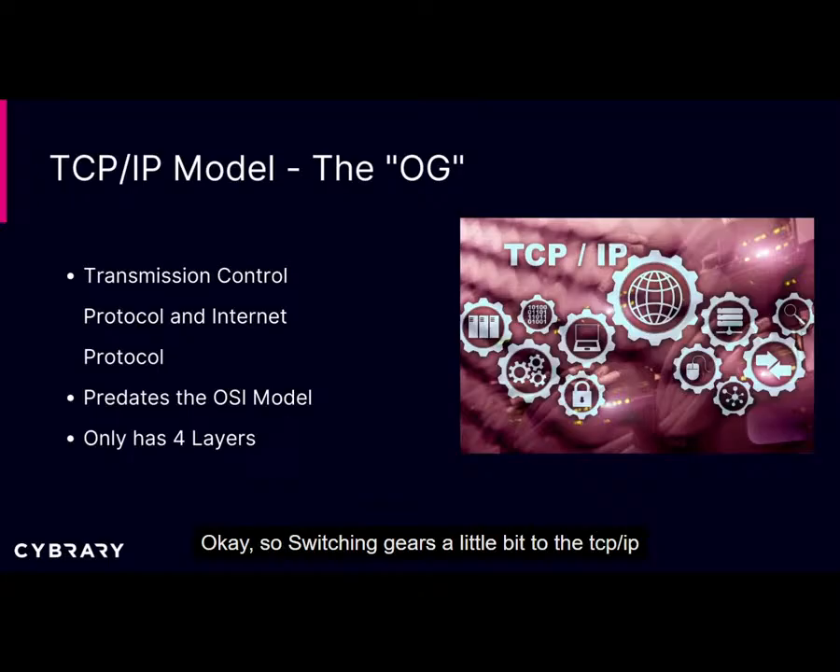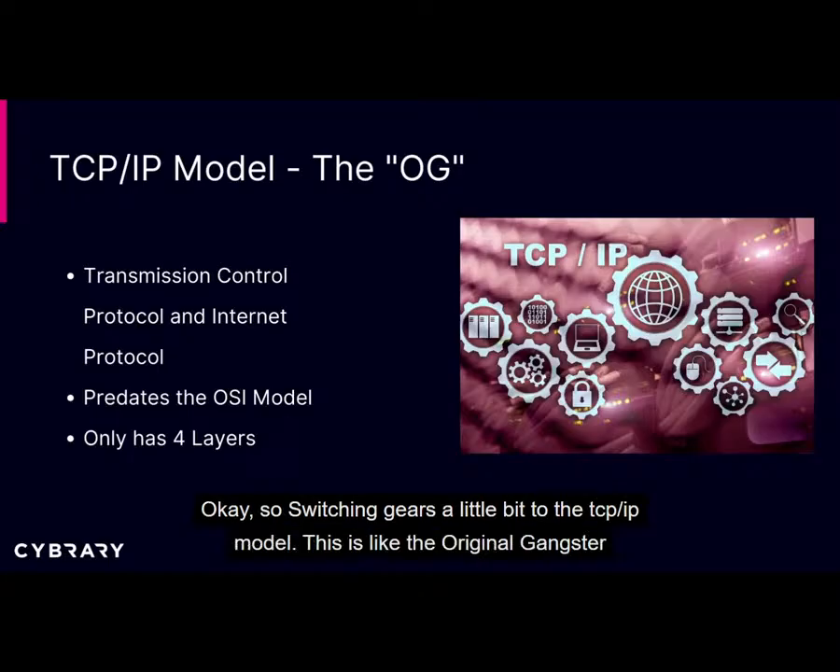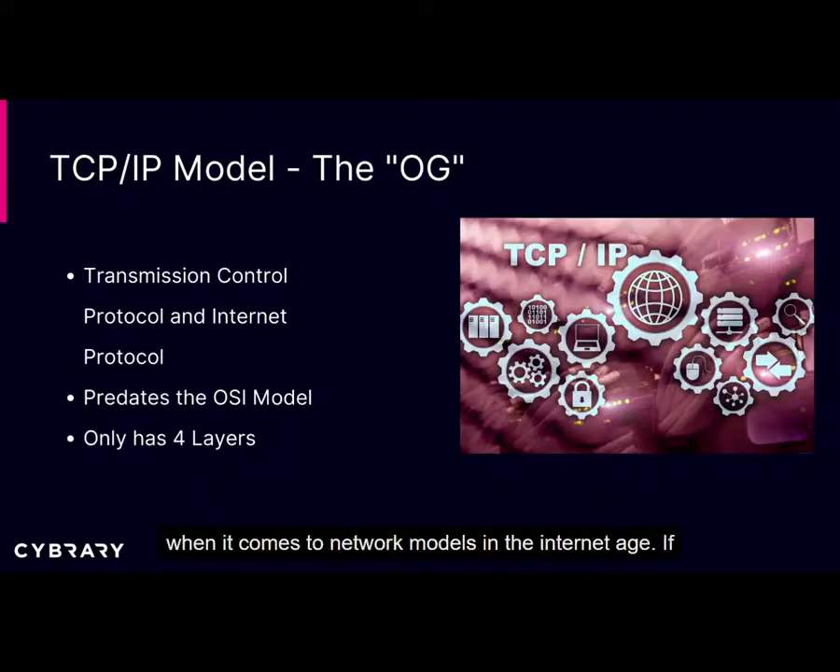Okay, so switching gears a little bit to the TCP/IP model. This is like the original gangster when it comes to network models in the internet age. If you remember back in the lesson on CIA triad, we talked about that time when the internet was new and people were just learning how to use it. And times were simpler then.